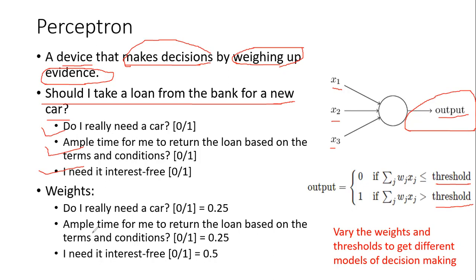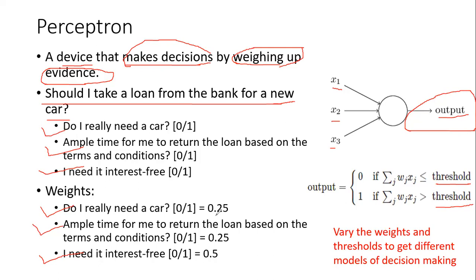What about the weights? So for me, the interest-free thing is a weight of 50%, and the rest two are 25%. Okay, so what's going to happen? So I have 1 into 0.25 plus 0 plus 1 into 0.5. So 0.5 plus 0.25, 0.75. If my threshold is 0.6, for example, then I fire and say, okay, take a loan.